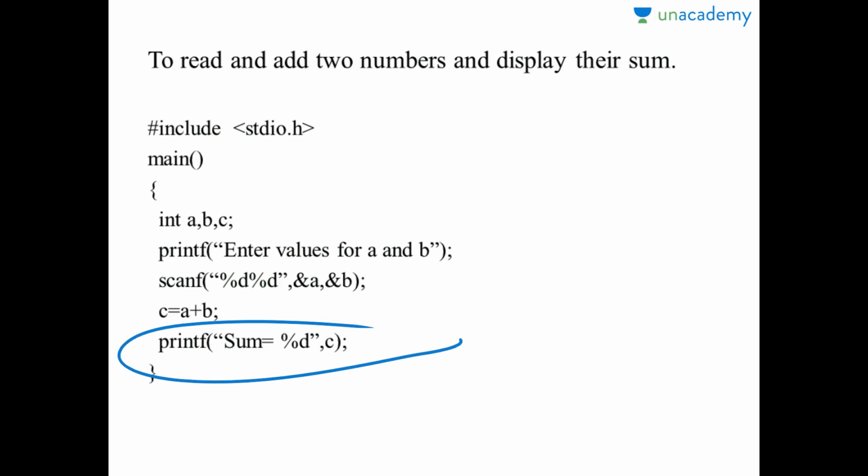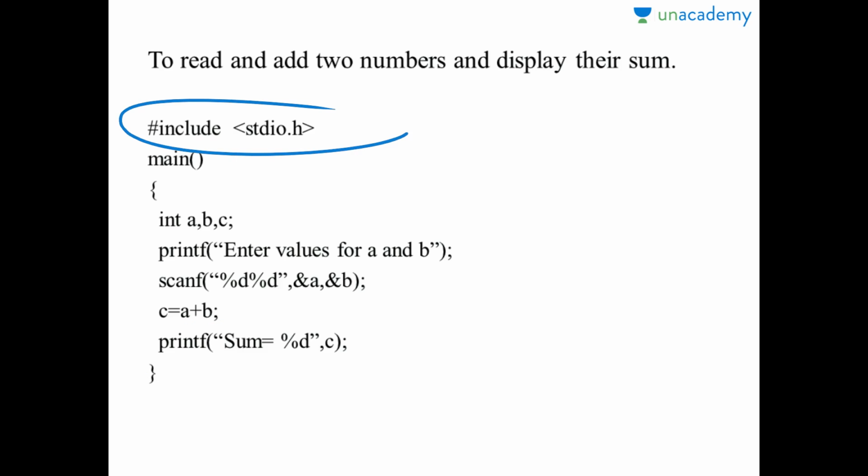So the first line is #include <stdio.h>. What does this line mean? This line includes a header file called stdio.h in our program. stdio.h means standard input output header file. This file contains prototypes of some predefined functions like printf and scanf. And printf and scanf, as I told before, are the input and output statements.